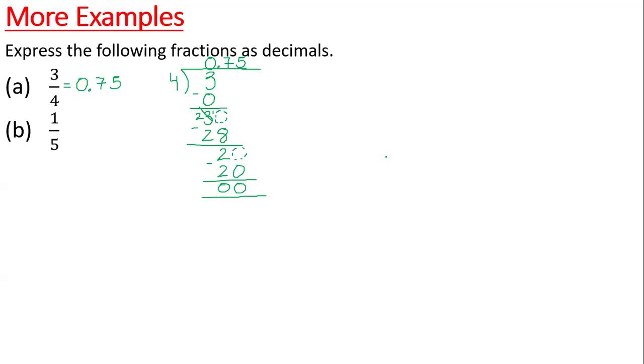What did y'all get for that one? 0.2. Okay, so it's going to be 5 into 1. How many times does 5 go into 1? 0 times. 5 times 0 is 0. 1 minus 0 is 1.